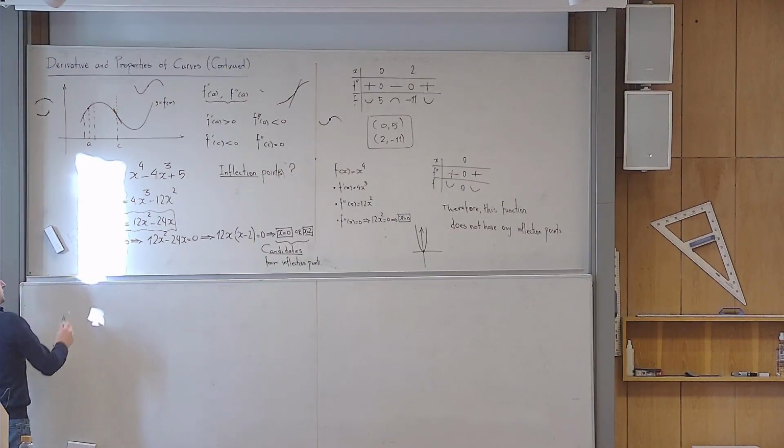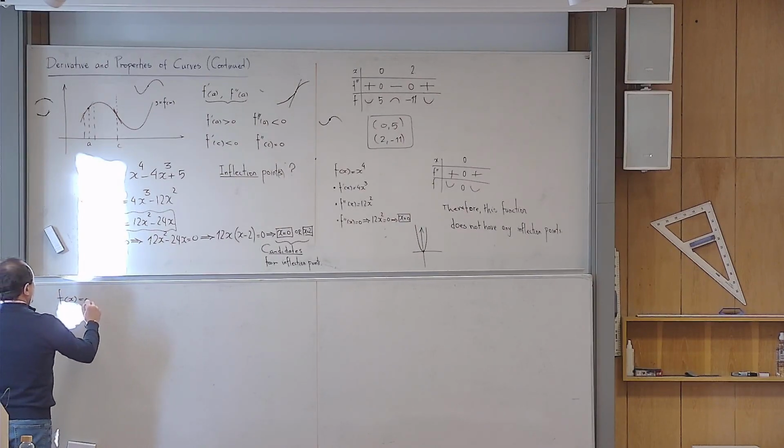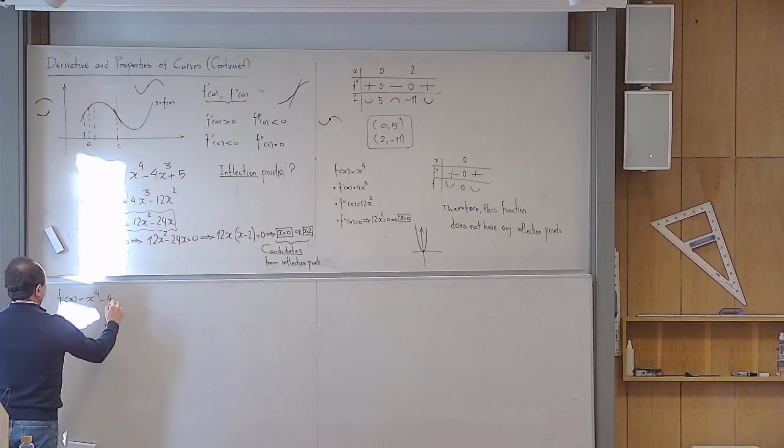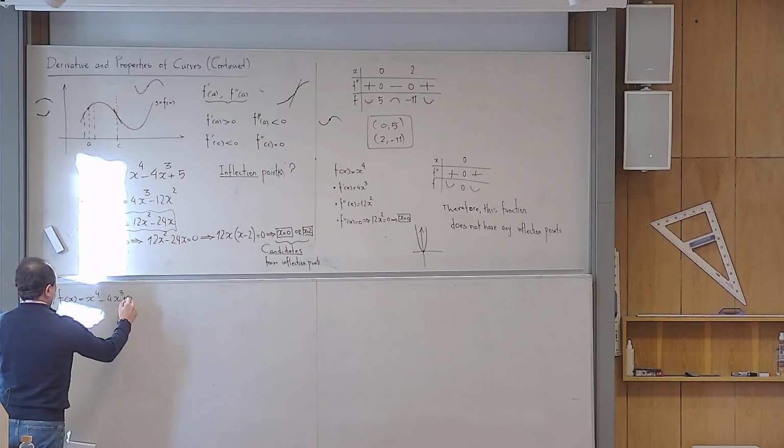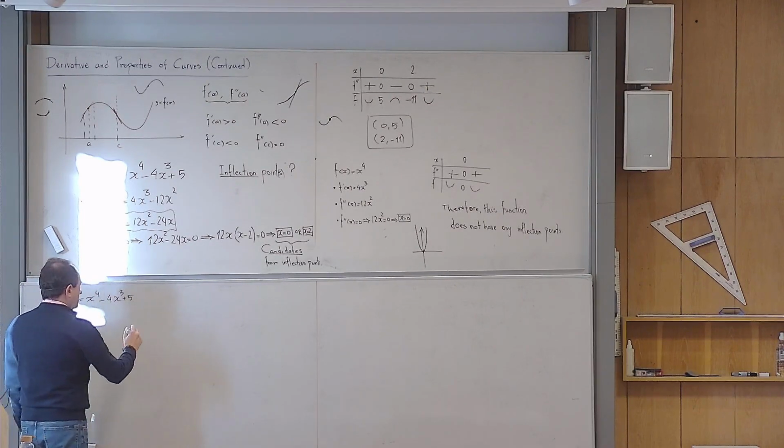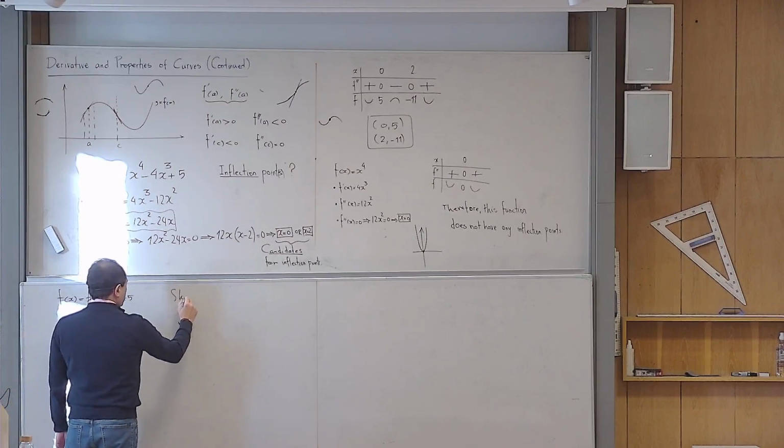This is more or less the previous lesson. So I give you the same function, x to the power of 4 minus 4x to the power of 3 plus 5, and I ask you to sketch the graph.